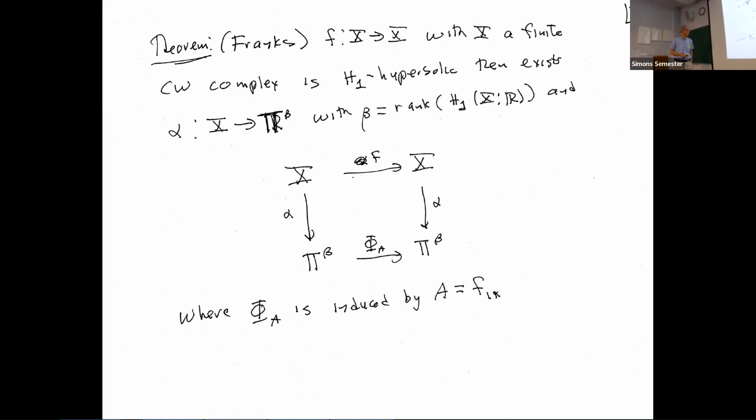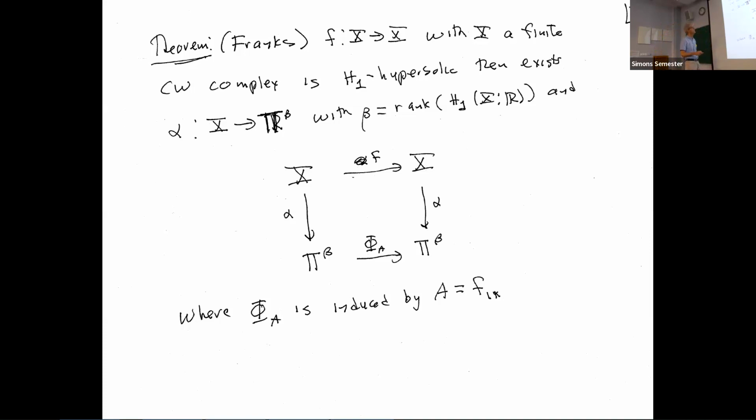So here's the theorem. So here's Frank's theorem in pretty much the most general form. We have a continuous map of a finite CW complex, and we're assuming it's H1 hyperbolic. So we've assumed what its action on H1 is. Then there exists this map alpha from X to the torus of dimension beta, where beta is the rank of H1, and such that this diagram commutes. And this toral map is induced by this matrix A, which is the action on H1.